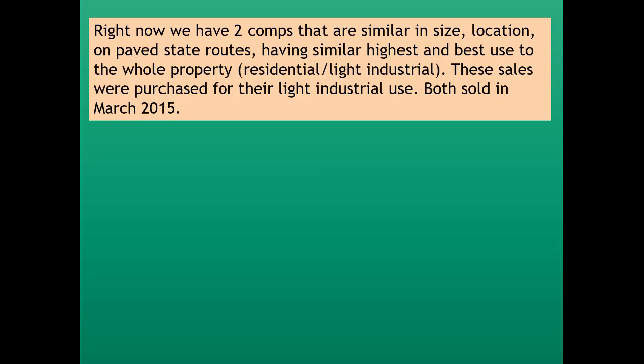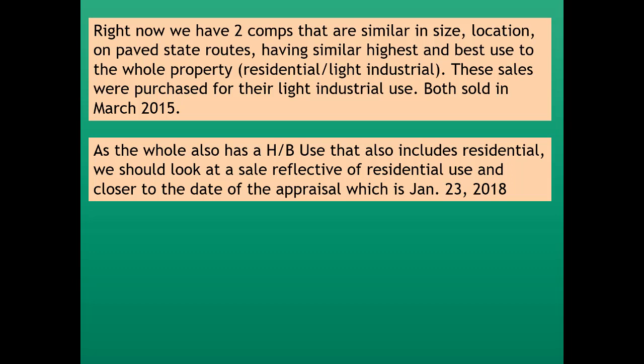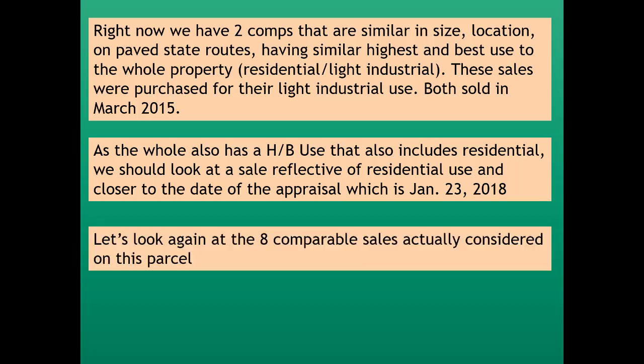So right now we have 2 comparables that are similar in size, similar in location. They're on paved state routes. They have similar highest and best uses to the whole property, which is residential, light industrial. These sales were purchased for their light industrial use, both sold in March 2015. So as the whole has a highest and best use that also includes residential, we should look at a sale that's more reflective of a residential use, and that's closer to the date of appraisal, which is January 23rd, 2018.